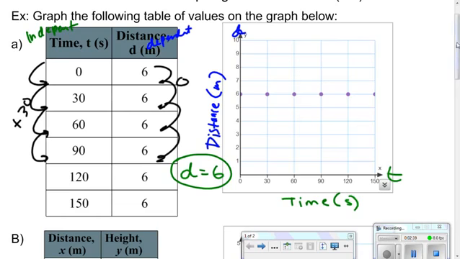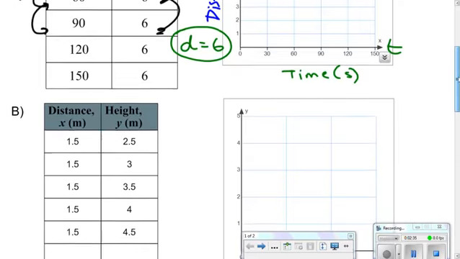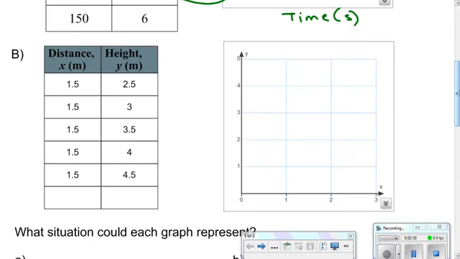It's not changing. So if we look at our second table, again, we have dependent and independent. Distance in this case is independent and height is dependent. So we've got distance, and they're just using x. And then we have height, which is going to be y.